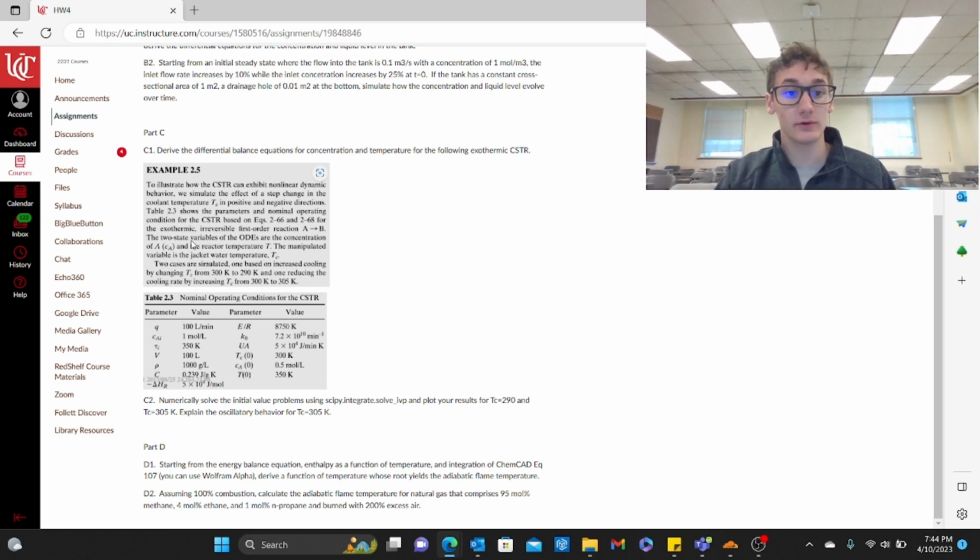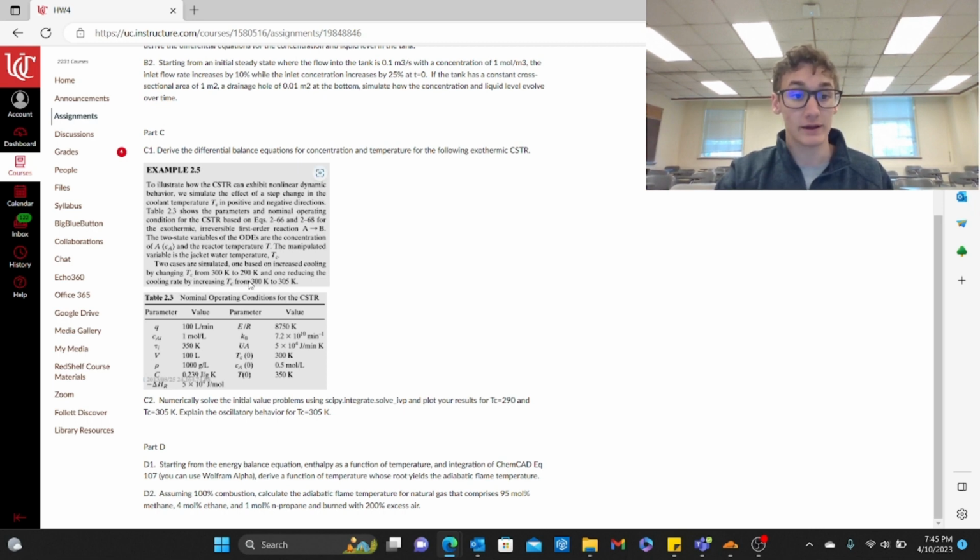The two state variables of the ODE, the differential equations, are the concentration of A, so Ca, and the reactor temperature. So these are the two things that are going to be changing, and these are manipulated by Tc. So the temperature that Tc is at will change the reactor temperature along with the concentration of A. And these two cases are simulated based on the cooling changes.